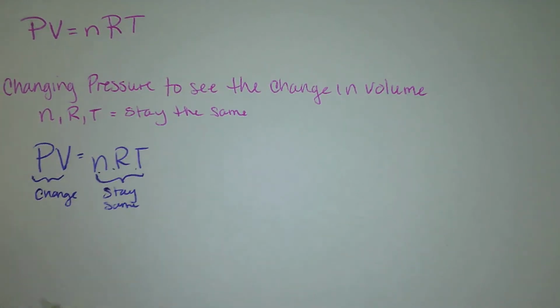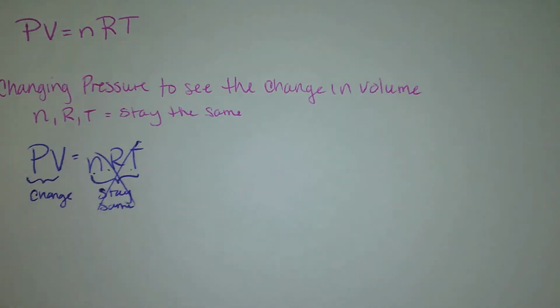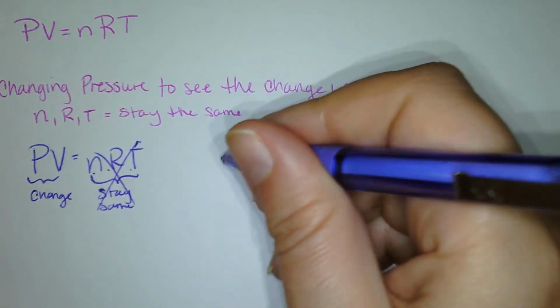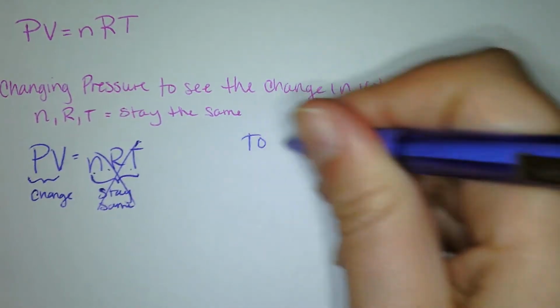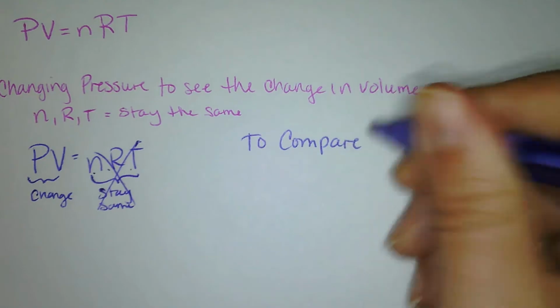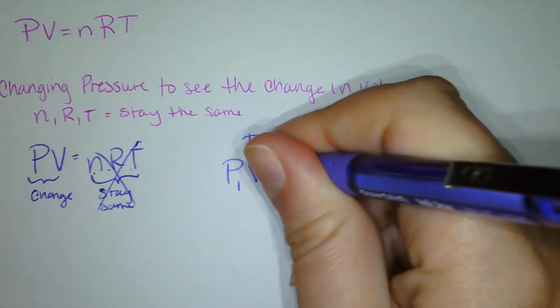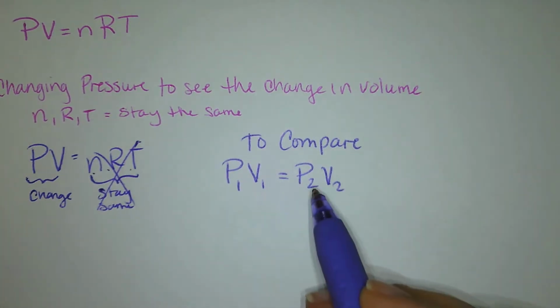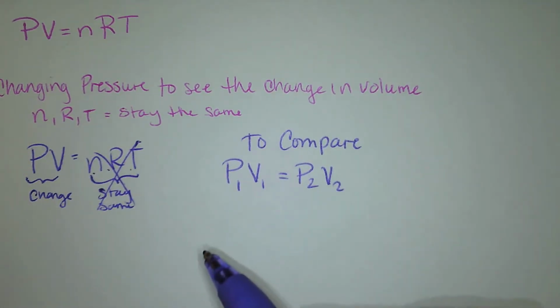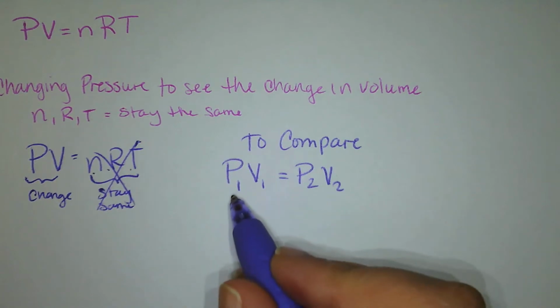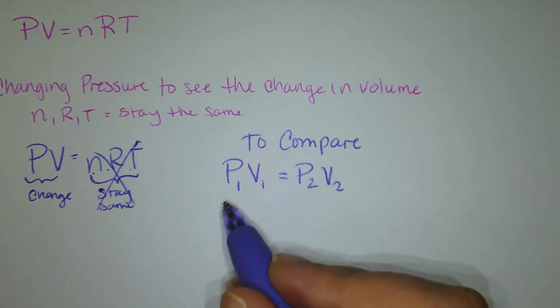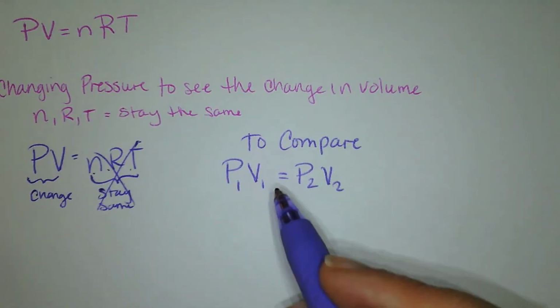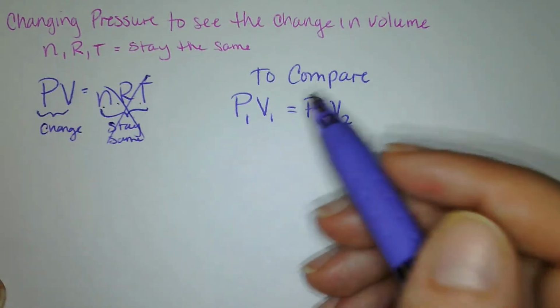Now, we don't care about the stuff that's going to stay the same because we don't need to figure anything out. So our equation, to compare, is going to be P1V1 equals P2V2. The 1 and the 2 just represent the scenario. So, for instance, let me give you an example where you would use this. We're not going to do the math for this, but I'm just going to write out a problem.